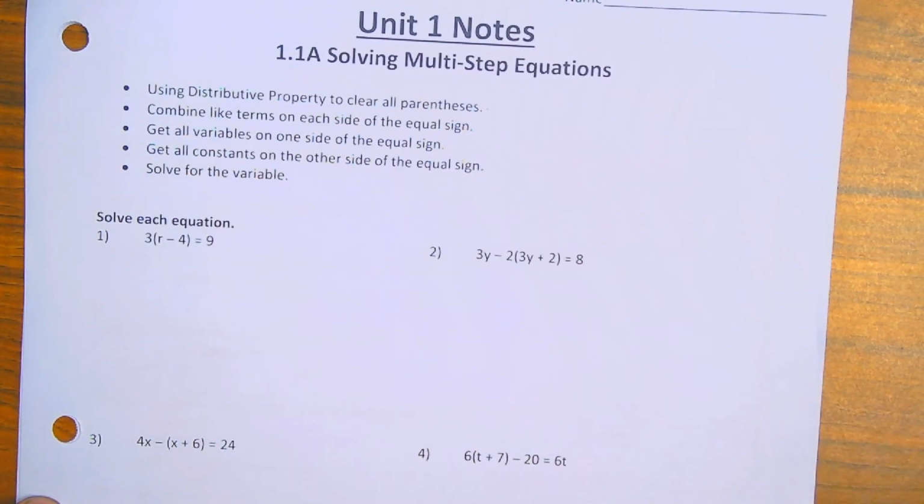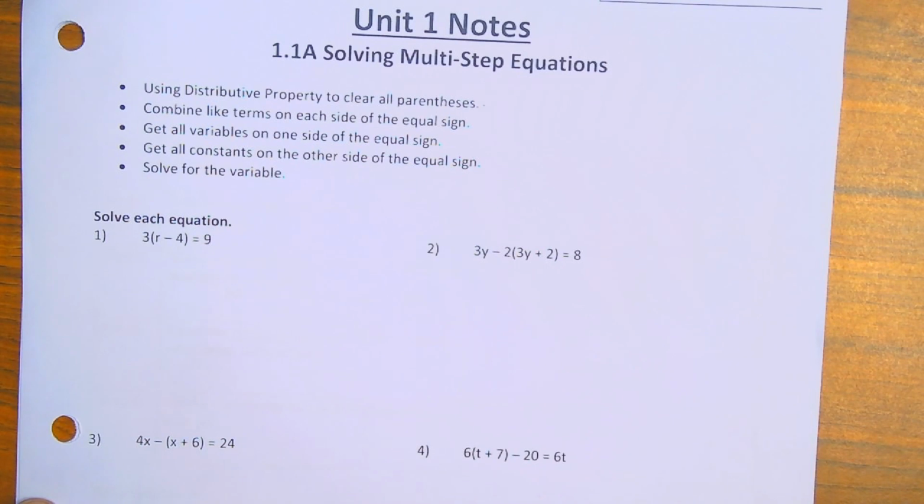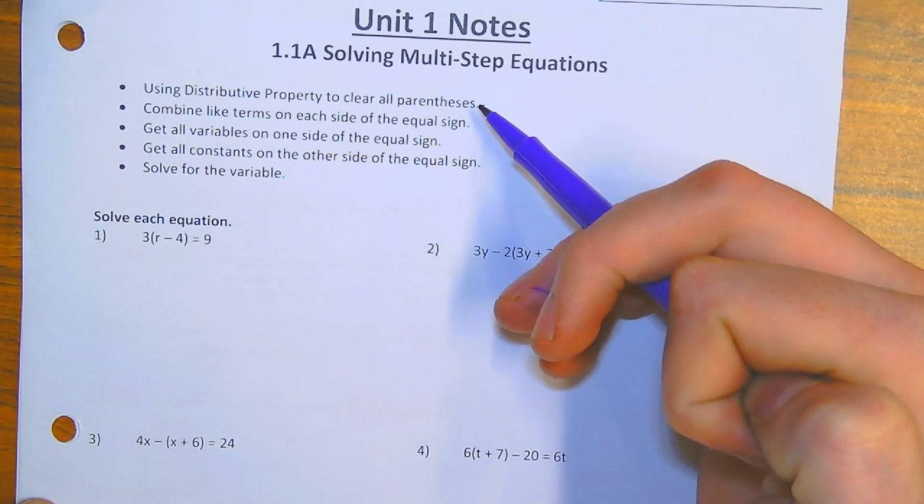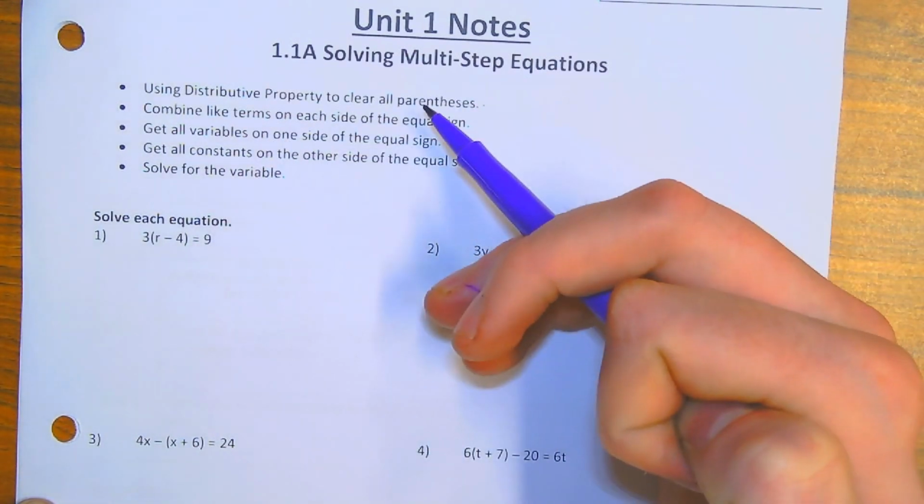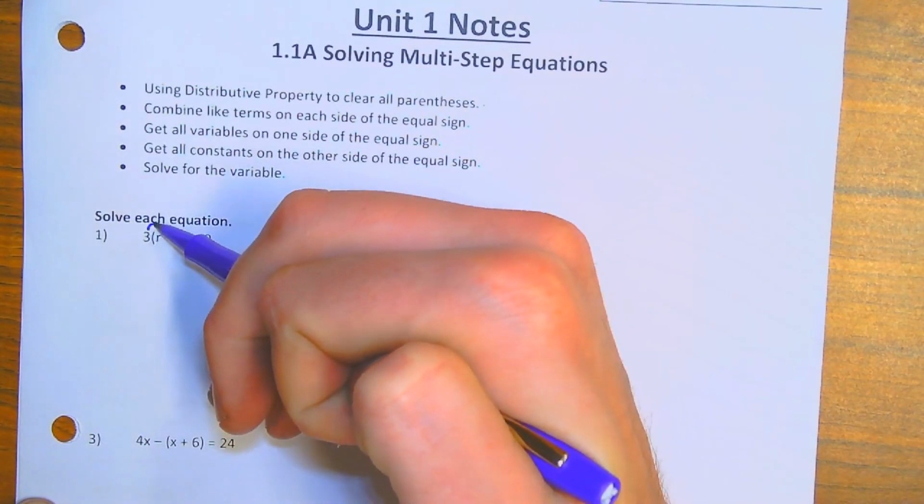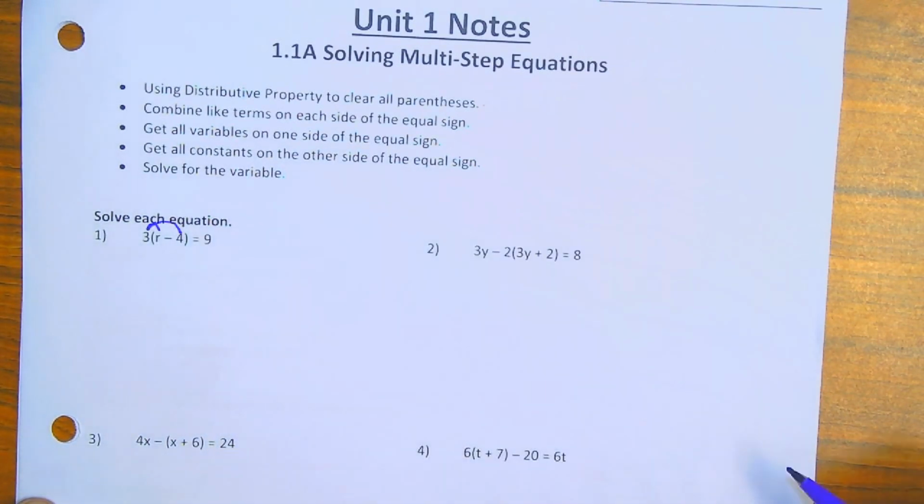If you need to skip ahead in the video so it makes it a little bit easier, you're more than welcome to. Okay, so if we start here on number 1 and we look at our very first step that we need to use, it says to use the distributive property to clear all parentheses. Now if you can remember, the distributive property is what we're going to multiply to get rid of our parentheses. We always want to start off by getting rid of those.